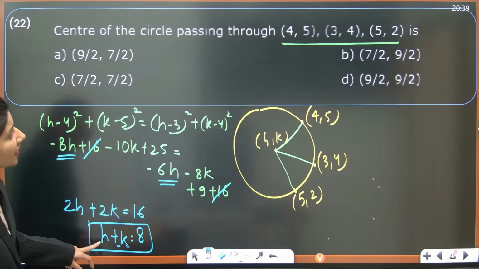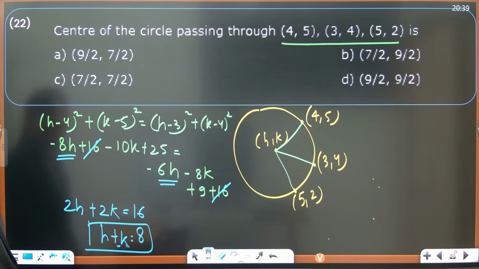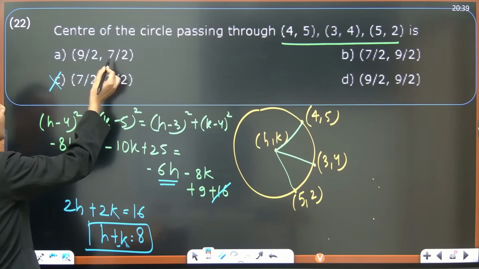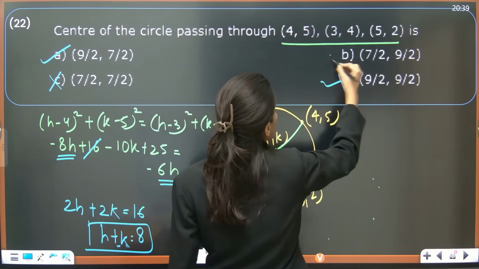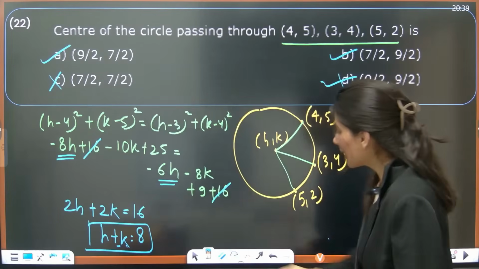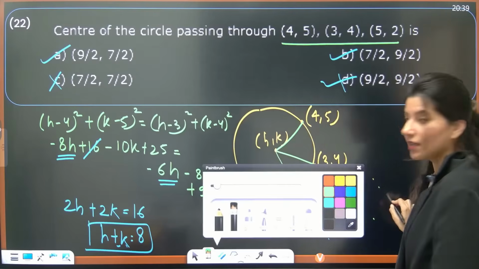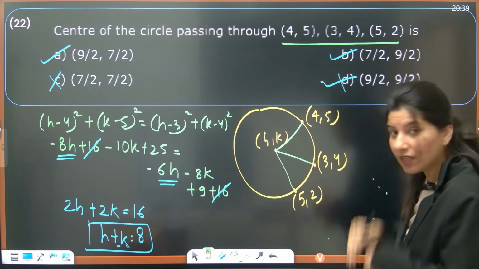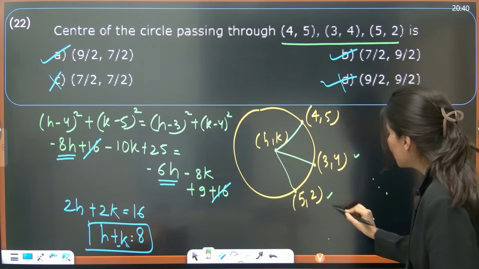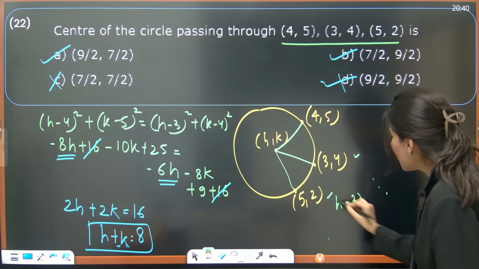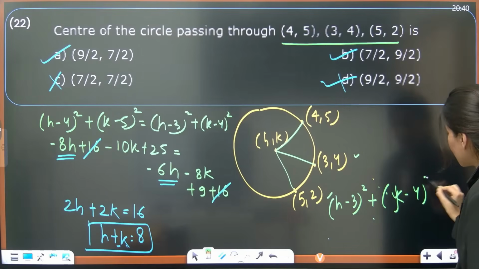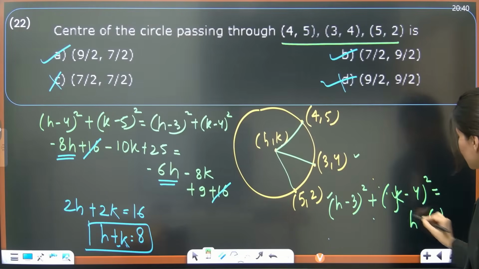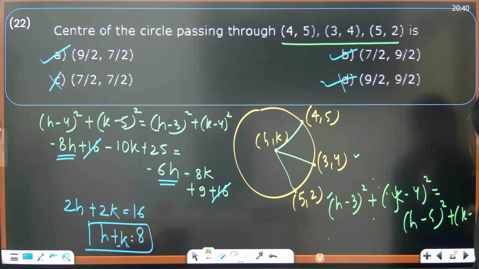So just tell me which answer is having h plus k. 7 and 7 is 14, that will not be it. This can be the answer. This also can be. No, this cannot be. Between A and B, one is correct. Now same thing you have to apply in other two equations. Take this and this. So (h minus 3) whole square plus (k minus 4) whole square is equal to (h minus 5) whole square plus (k minus 2) whole square. Correct?